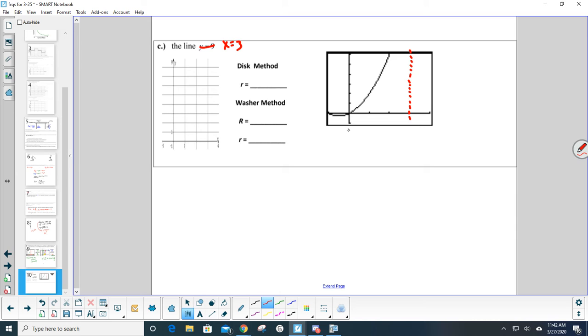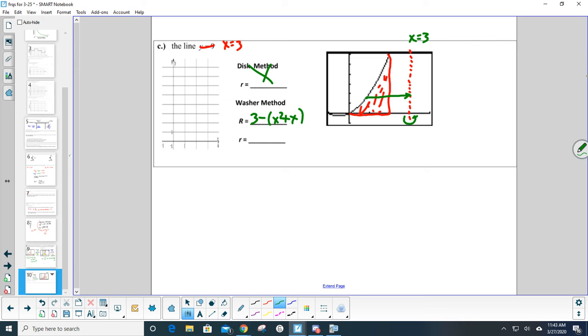Okay. So we already know that our area that we're looking at is this area in here. That's the stuff that we're rotating. And this time we're going to rotate it about this line right here, x equals 3. So my capital R would be that. So we know we have to use the washer method. So my capital R would be 3? Let's see how I'm going to do this. 3 minus x squared plus x.